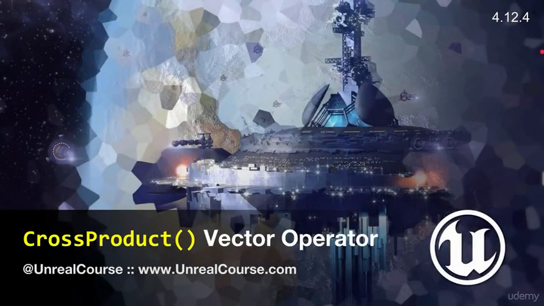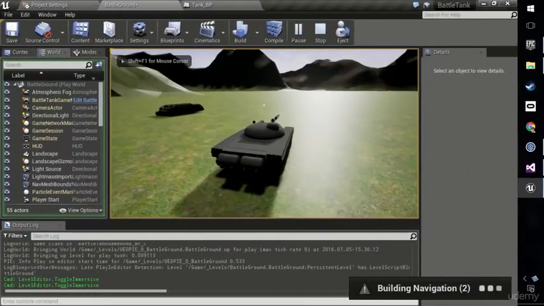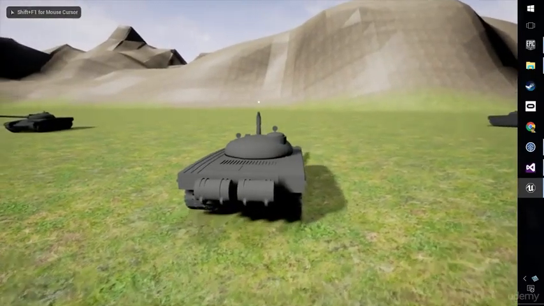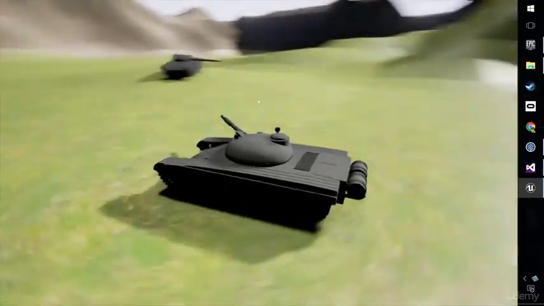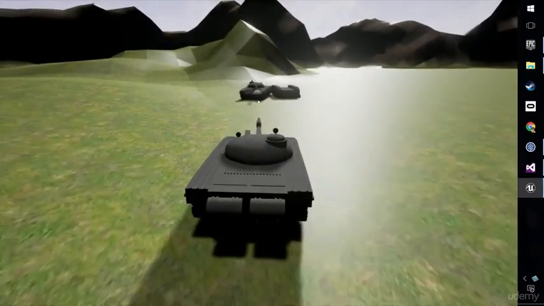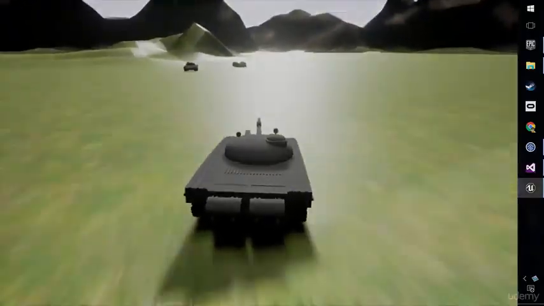So welcome to Cross-Product Vector Operator. In this video we are going to make the tanks not only move forward and backwards, but be able to turn as well. By the end of it we will have some crazy situation, something like this, where these AI tanks are not exactly masters of their own movement, but they are moving and trying to get towards us despite all the slipping and flipping. So I will see you in there.